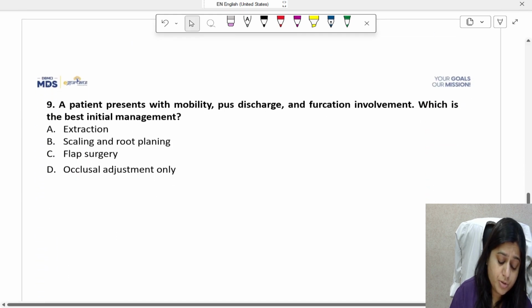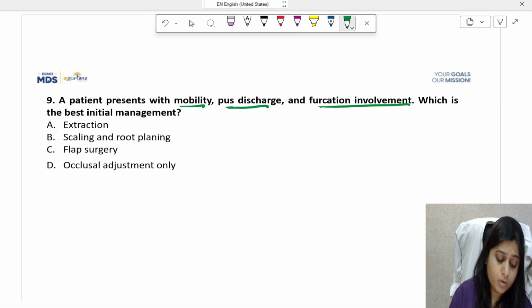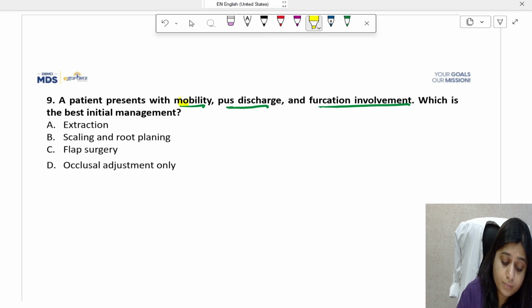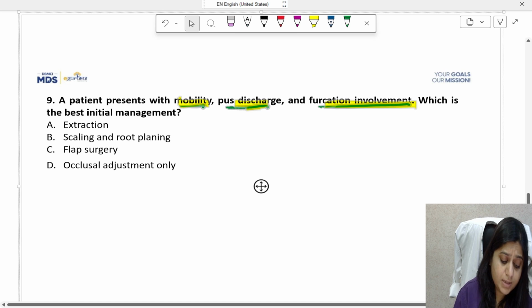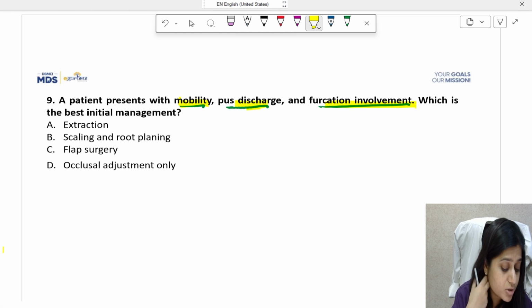Now the next question. A patient presents with mobility, pus discharge and percussion involvement. Which is the best initial management? Option A is extraction, option B is scaling and root planing, option C is flap surgery, option D is occlusal adjustment only. The answer here should be option B, which is scaling and root planing.